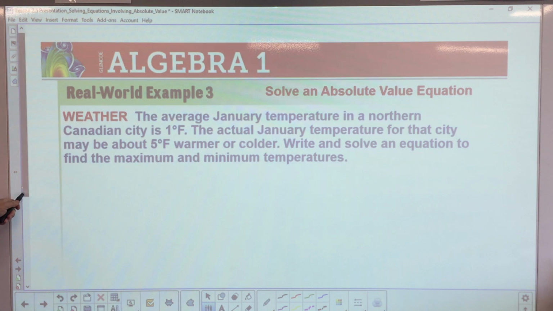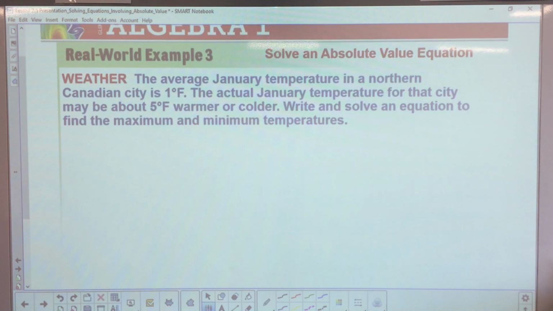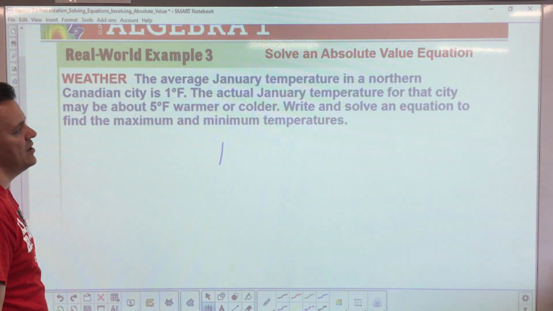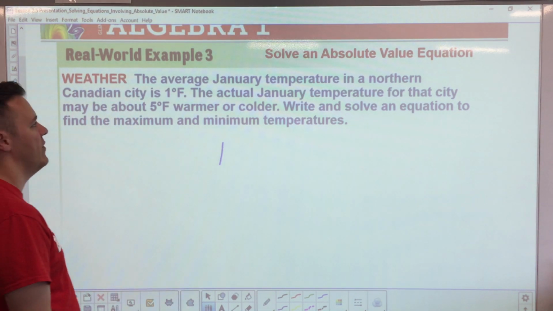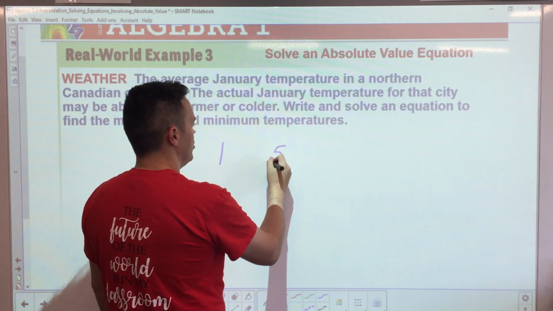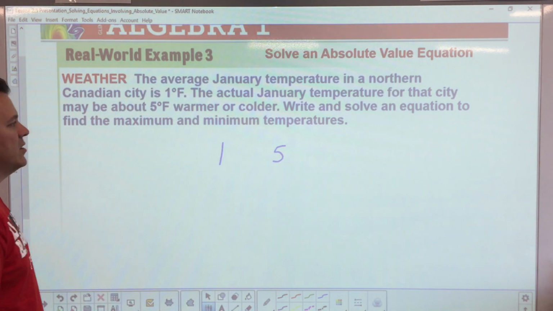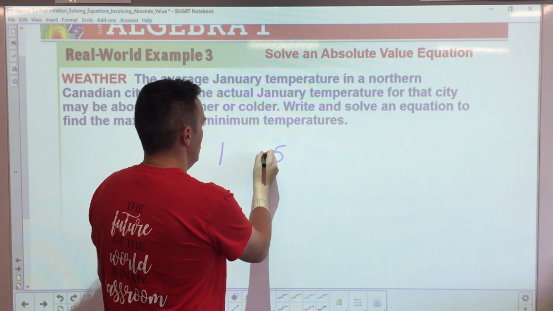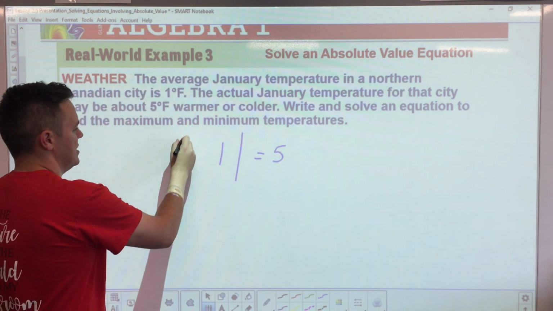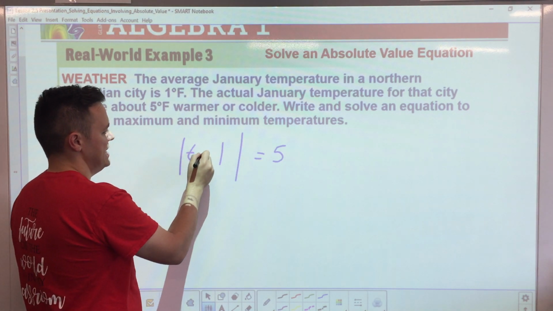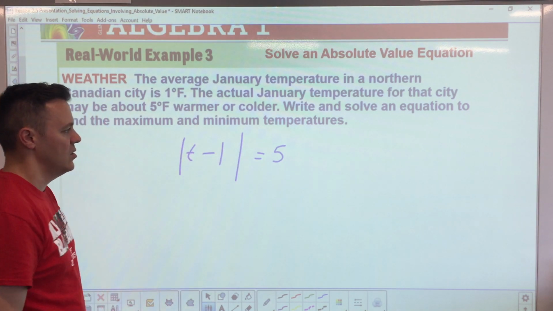All right, the average temperature in January in a northern Canadian city is 1 degree. So always write that down. The actual temperature for that city is about 5 degrees warmer or colder. Write and solve an equation to find the maximum and minimum value of the temperature. Okay, so what the equation is going to be is an absolute value. And what the absolute value is going to be is T for temperature minus 1.